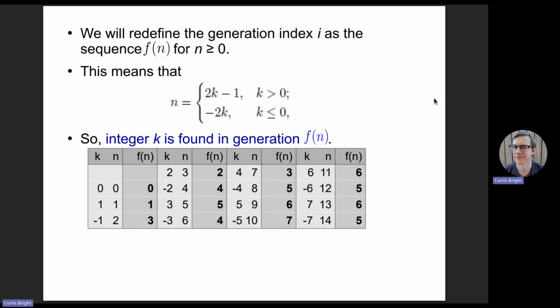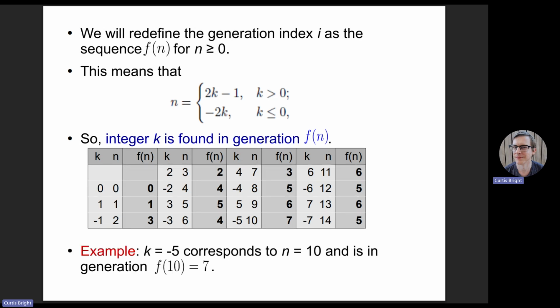k and n are related via this expression that you see here. So for example, if we look in the table, k equals negative 5. You can see it in this bottom row here. That's like the 10th term in the sequence. So that means that f of 10 is 7, meaning negative 5 occurs in the 7th row of the tree.